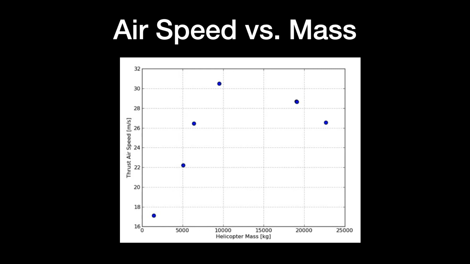I have a speed for really small helicopters of around 17 meters per second up to 30 meters per second, but then it goes back down. So there's no real relationship between these, except that air for some reason has to go between 16 and 30 meters per second. I have no idea why, but I already said I'm not a helicopterologist, so it's cool.